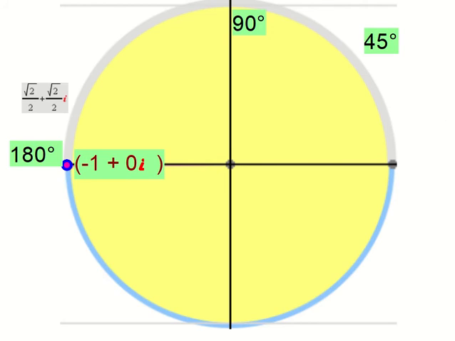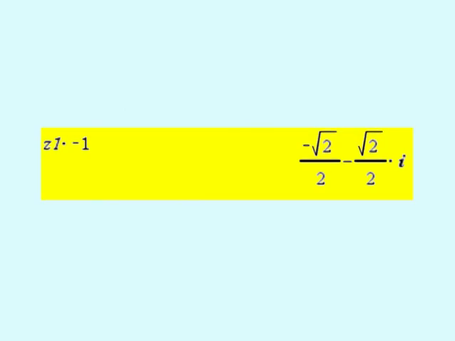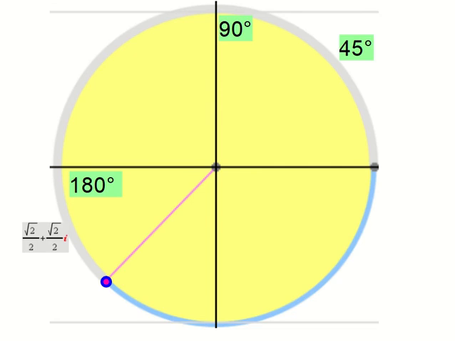I continue the process all the way around the unit circle. Multiply by radical 2 over 2 plus radical 2 over 2i. This brings me to 225 degrees, which is the point negative radical 2 over 2 minus radical 2 over 2i. Remember, in the third quadrant, everything is negative. So how did I get here? The same thing. I rotated another 45 degrees.